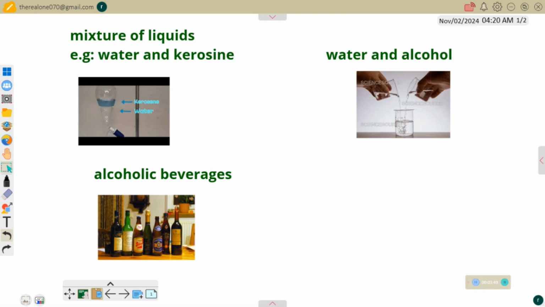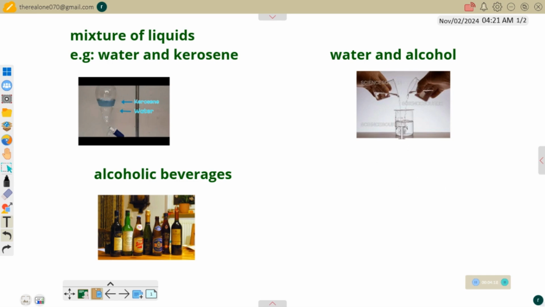Now, examples of mixture of liquids. We have water and kerosene. The mixture of water and kerosene is a mixture of two immiscible liquids. Water cannot mix with kerosene, so it will form two layers. We will have water under and kerosene on top because water is more dense than the kerosene. Then we have water and alcohol.